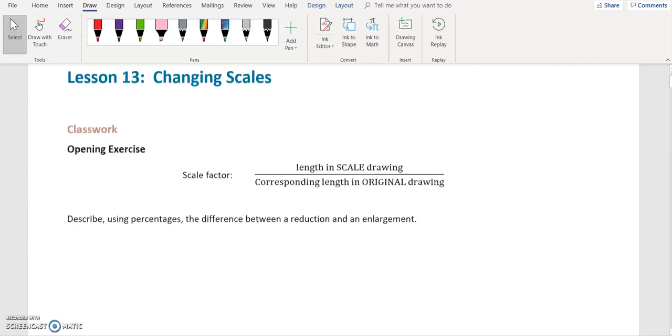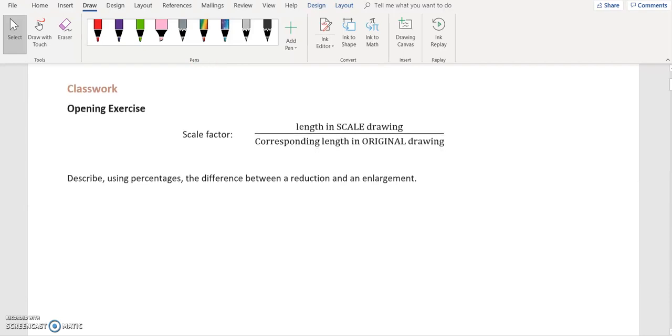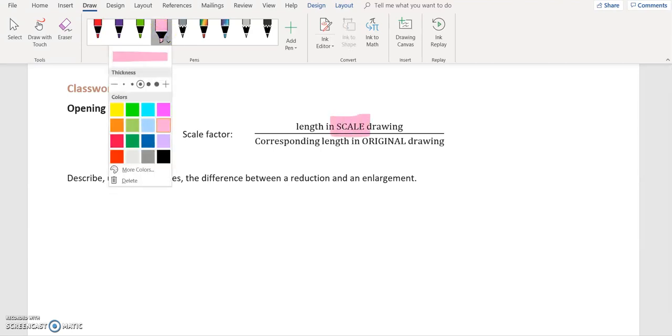In our opening exercise, we are given that scale factor formula, and in order to find the scale factor, we do the length in the scale drawing over the original.